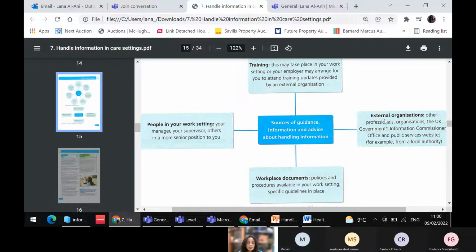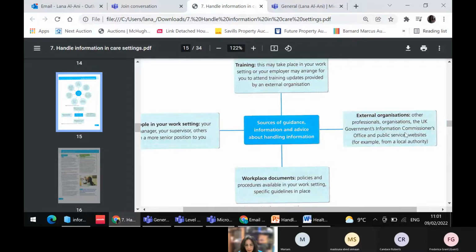Also, you can get this from an external organization, like your colleague said, other professional organizations in the UK, government bodies, commissioners, officers, and public services websites, for example, from a local authority. You can get the information about how to handle the data. And also you would know how to handle the data from the workplace documents.